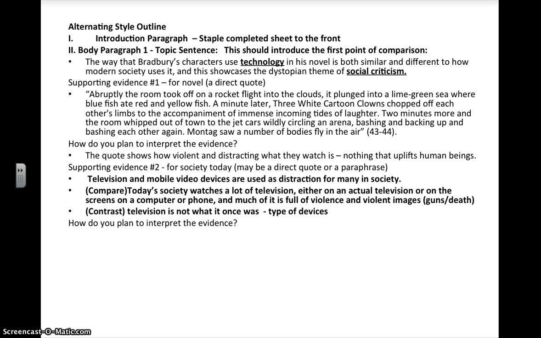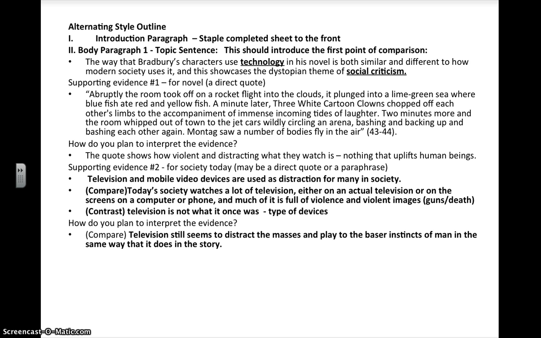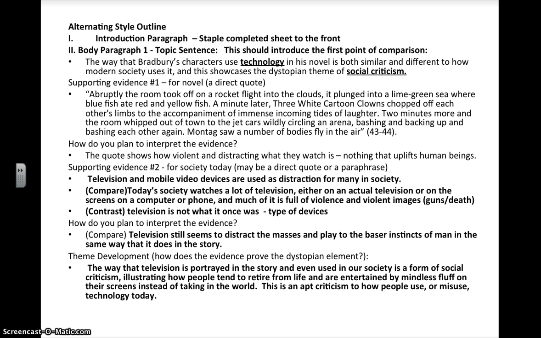How do I plan to interpret this comparison and this contrast? Well, television still seems to distract the masses. There's a comparison, and play to those baser instincts of violence in man in the same way that it does in the story. So I'm going to be seeing a very strong comparison in the society and the novel. Now I come to the final part, the dystopian element. And I put in a whole couple of sentences because I wanted to be very specific, but again, you could bullet point the ideas you want to say.